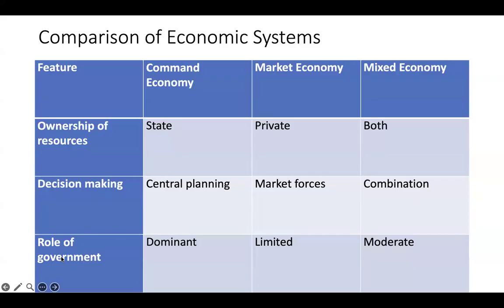The role of government. With the command economy, the government dominates. With the market economy, the government has a limited role. But with the mixed economy, it has a moderate role. So the government works alongside the private sector.